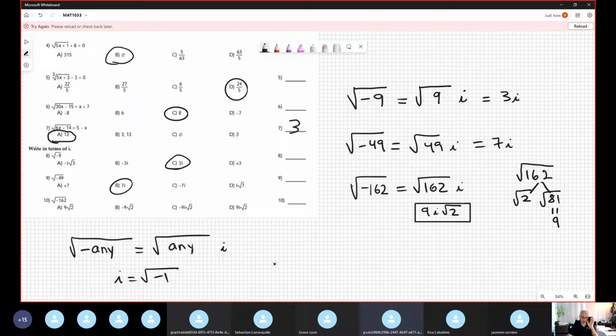But it's a style. So you could write it totally crazy like that: i, 9, radical 2 is the same. But nobody does it this way.